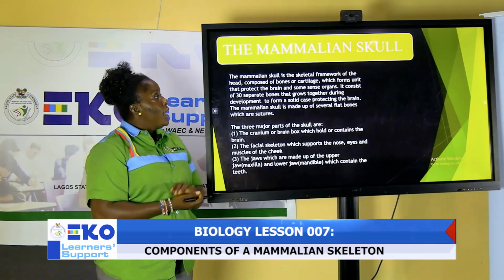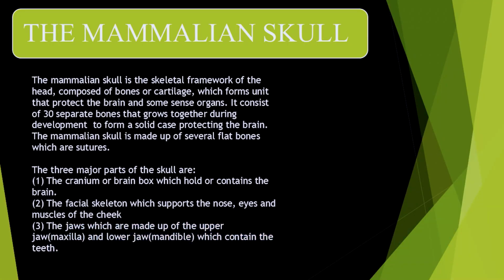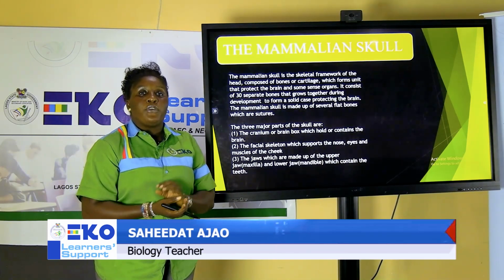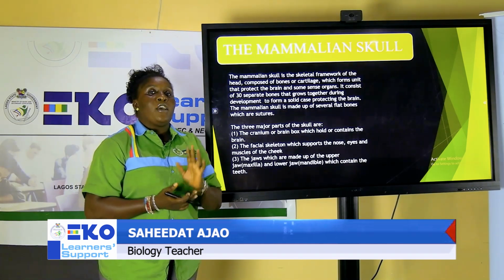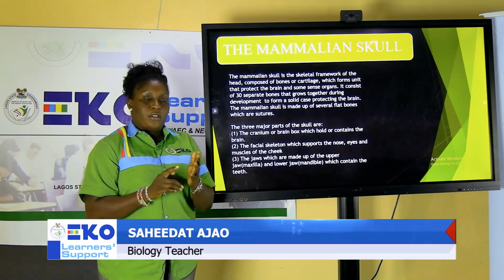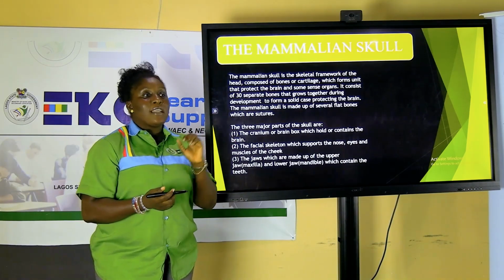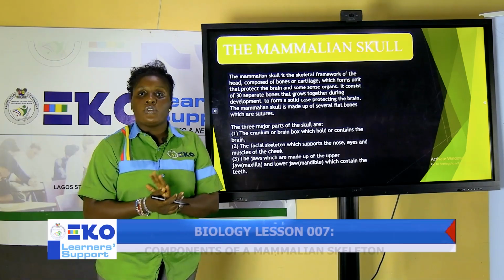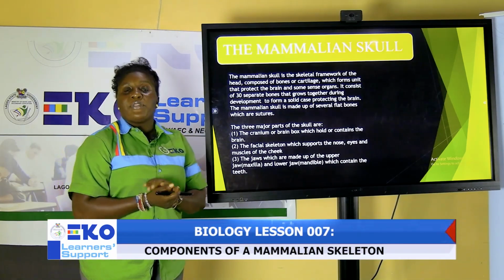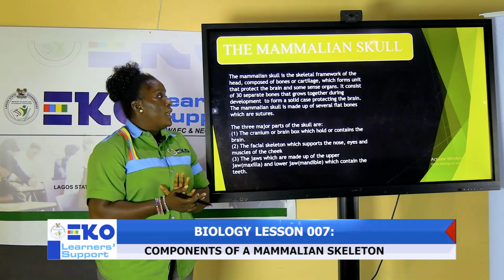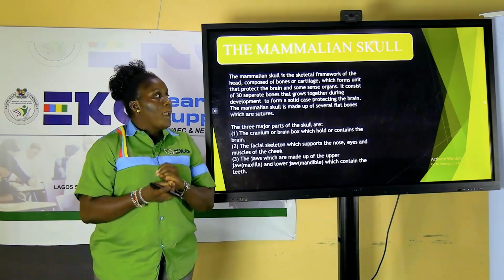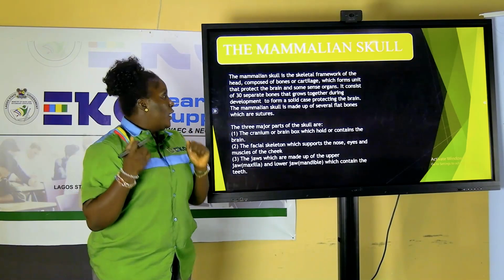The mammalian skull. The mammalian skull is the skeletal framework of the head. It is composed of bones or cartilage, which forms units that protect the brain and some sense organs. Do not forget that when we are looking at the forms of skeleton, we said the skeleton comes in three forms, which are the bones, the cartilage, and the cortical. So the mammalian skull is composed of the bones or cartilage. It consists of 30 separate bones that grow together during development to form a solid case protecting the brain.